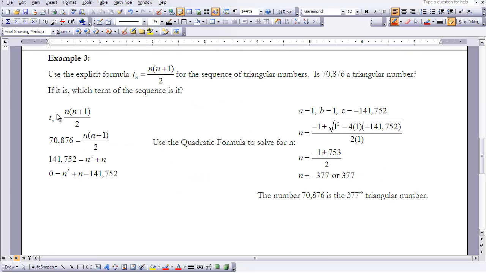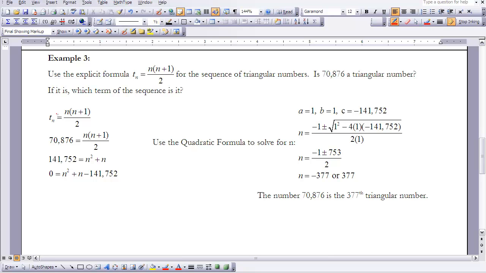Okay, we're going to use the quadratic formula one more time. We're going to look at this explicit formula: T sub n is equal to n times n plus 1 all over 2, for the sequence of triangular numbers. What they want you to evaluate is: is 70,876 a triangular number? And if it is, which term of the sequence is it?